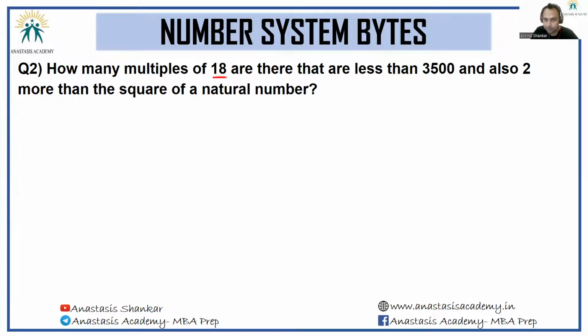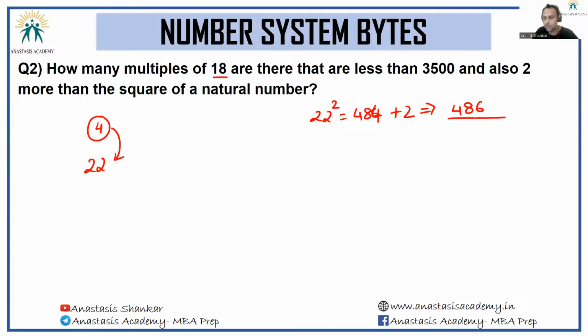A multiple of 18 that is 2 more than the square of a natural number. The smallest such number is 4. Now, the next such number is going to come after a gap of 18. Let's look at 22. 22 square is 484.